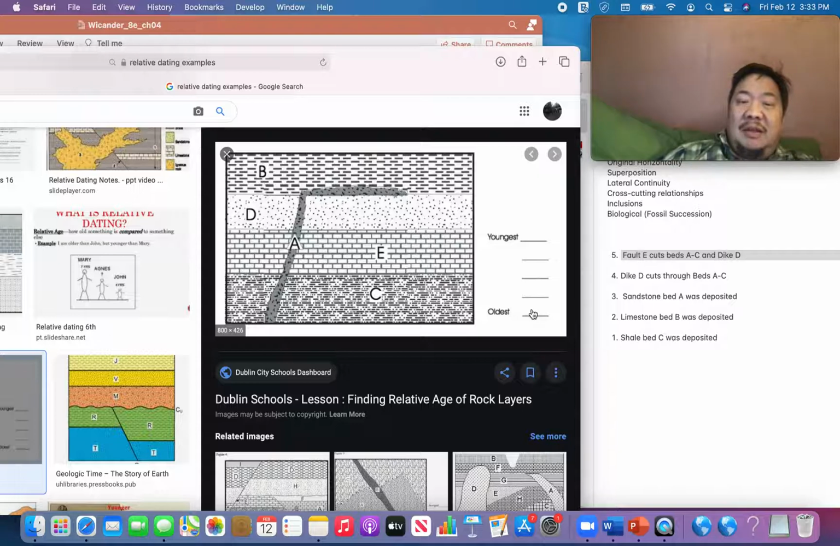I would write siltstone C was deposited. Then what happened? Limestone E was deposited. Then what happened? Sandstone D was deposited. Then what happened? Shale B was deposited. Then what's the last thing that happened? Dike A and a sill cut through beds C, E, D, and B. That's what you should write here. It's quite a bit. Dike A cuts through siltstone C, E, D, and B.